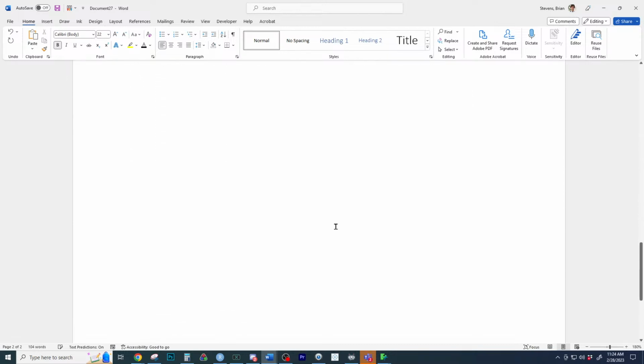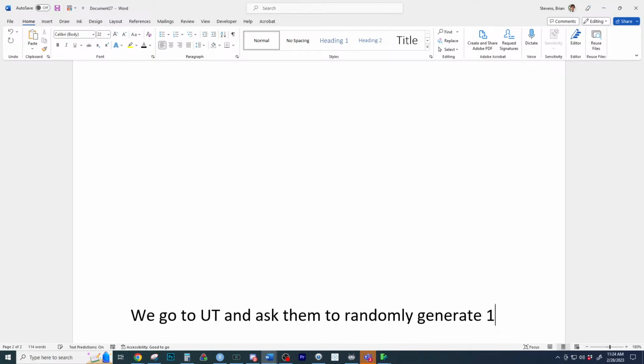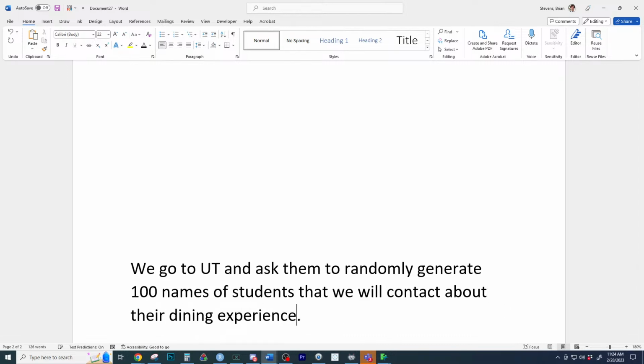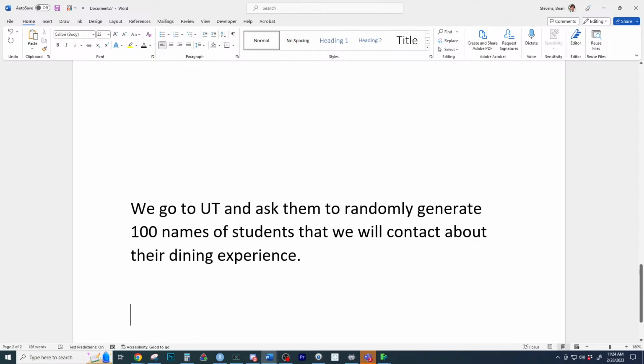Another thing would be, we go to UT and ask them to randomly generate 100 names of students that we will contact about their dining experience. What sort of sampling method is this right here? We go to UT and ask them to randomly generate 100 names of students that we will contact about their dining experience. What would this be? And this is where you have this sort of idea down. That's simple random, yep.